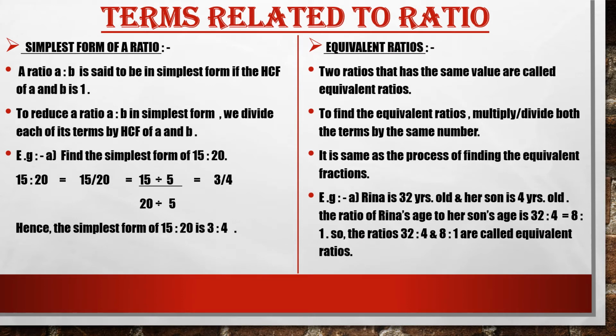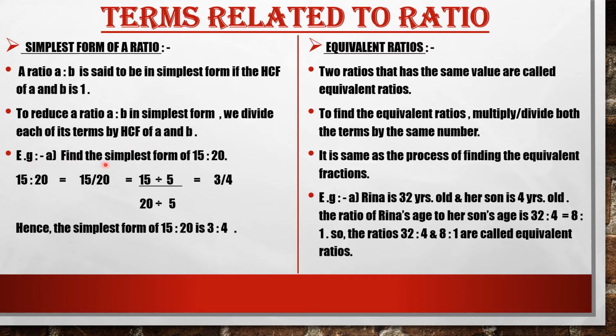Some terms related to ratio. Simplest form of a ratio. What is the simplest form of a ratio? A ratio A is to B is said to be in simplest form if the HCF of A and B is 1. It is similar to the process of finding the simplest form of a fraction. To reduce a ratio A is to B to simplest form, we divide each of its terms by the HCF of A and B.